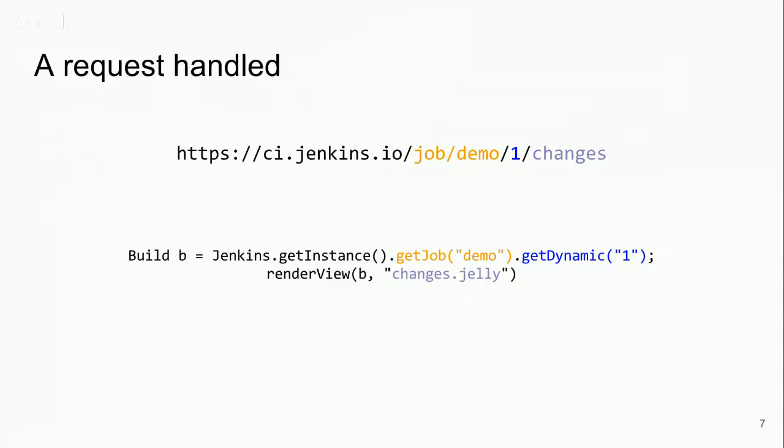And at the bottom, you can see, in pseudocode, what Java code this translates to. First, we start with the Jenkins singleton instance, and then we call the getter getJob with the demo argument, and you can see something's going on right there. Two segments of the URL path combine to one getter call. The next part, getDynamic, where is that coming from? I will show you in the next couple of slides, but you can see the 1 in the URL translates to that call, and in the second line we finally render the view, in this case a Jelly-based view.